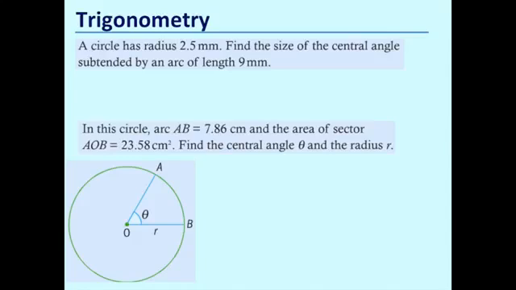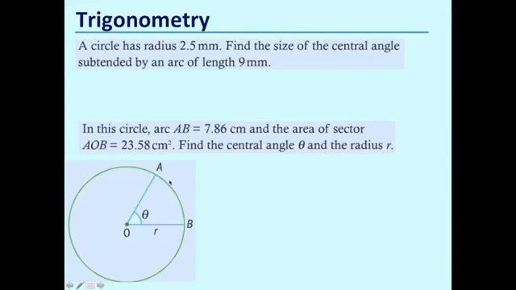A couple of slightly different questions now. First one here is really concerned with rearranging. The second one a little bit harder here. So the first one, a circle has a radius 2.5 millimeters. Find the size of the central angle subtended by an arc of length 9 millimeters. This second one here a little bit trickier. See how far you can get.